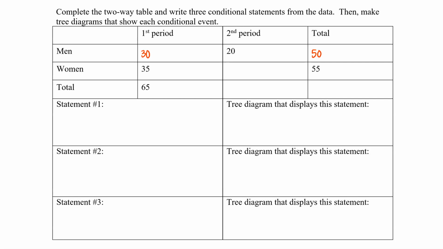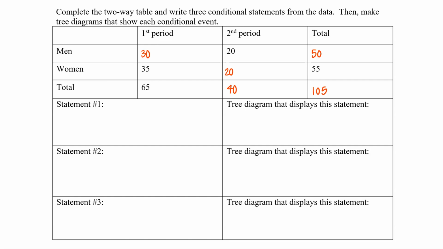We have 35 women in first period, 55 total women, which means that the remaining 20 must be in second period. Men plus women in second period give us 40 students total in second period. And between first and second period, we have 65 plus 40 students, which would equal 105 students. We also can confirm that the number of men plus women also equals 105.